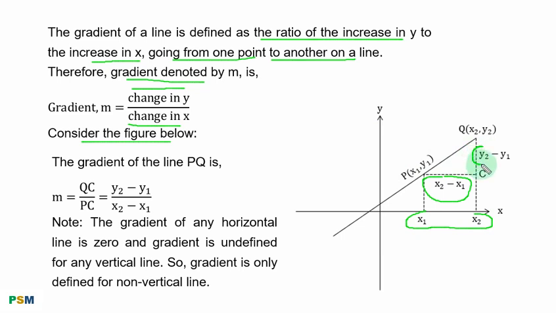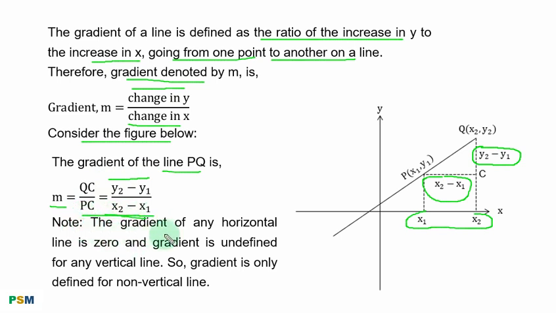is y2 minus y1. The gradient of the line PQ is m equal to change in y, which is QC, over change in x, that is PC. The change in y is y2 minus y1 over the change in x, x2 minus x1. This is the gradient formula.